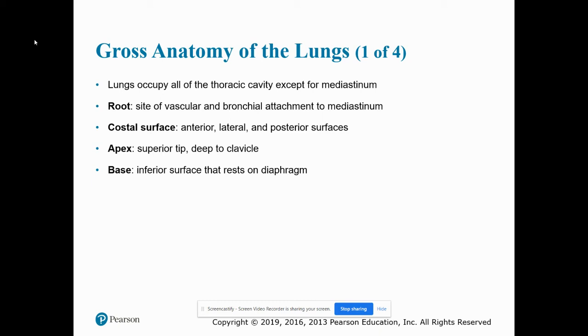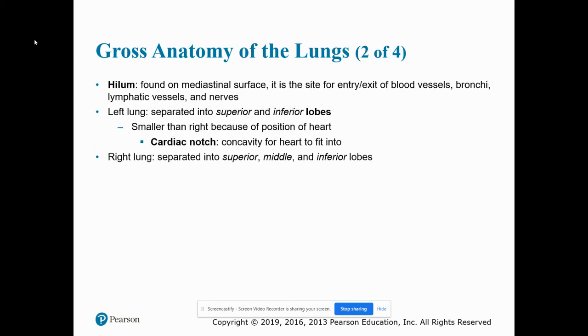We have the root. This is going to be the site of vascular and bronchial attachment to the mediastinum. There's costal surfaces. The apex is the superior tip, and the base is the inferior surface that rests on the diaphragm. Then we have the hilum, and this is found on the mediastinal surface, and it is important because it is the site for entry and exit of blood vessels, bronchi, lymphatic vessels, and nerves.